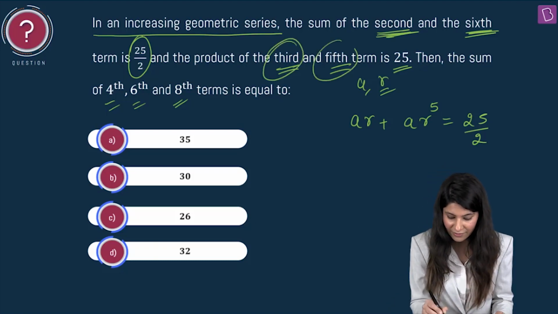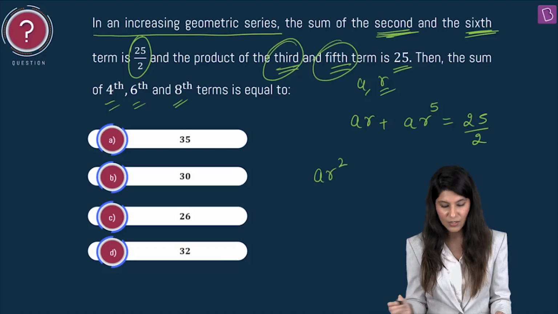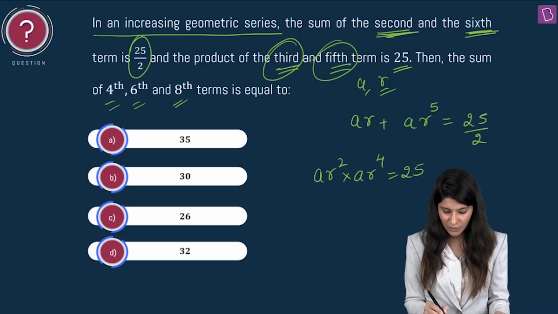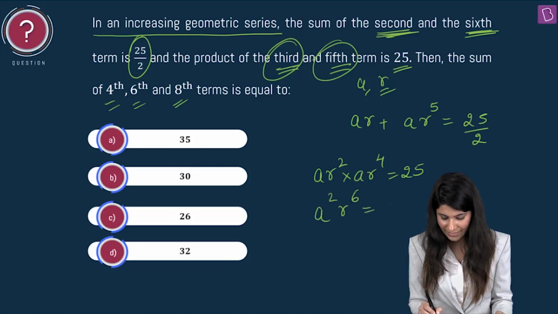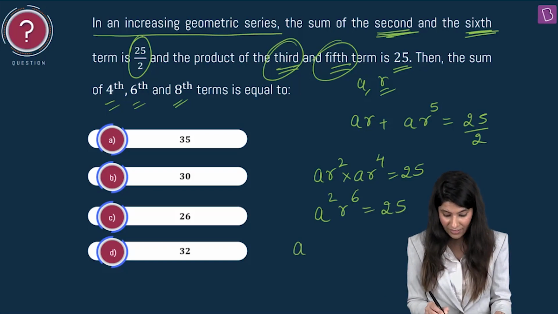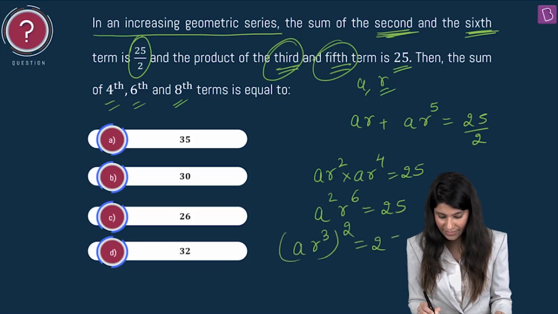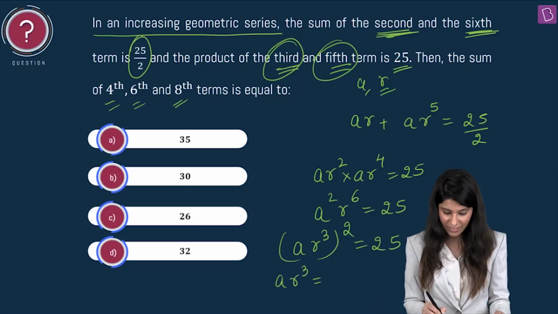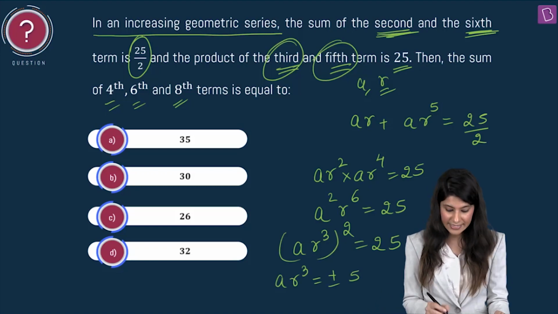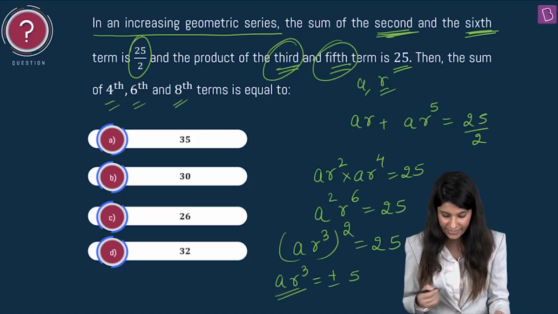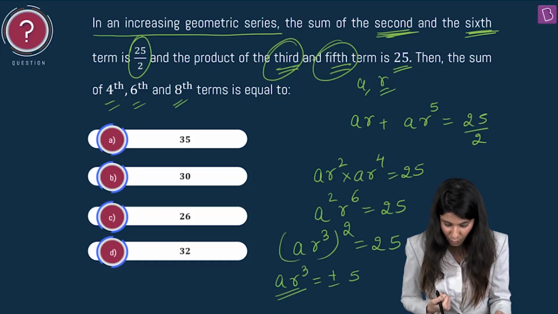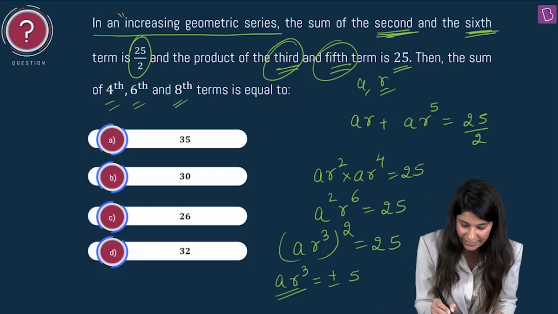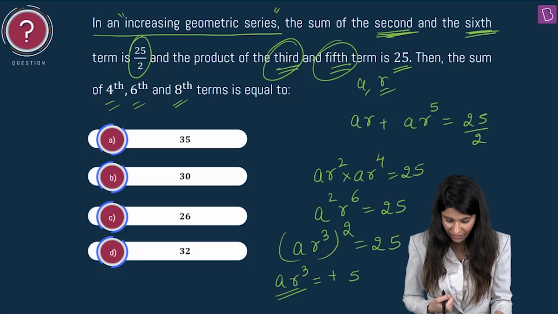So here we have the first given condition. Second and sixth: the second term is AR, the sixth term is AR raised to power 5, that equals 25 by 2. Here the first term is A, the common ratio is R, right? Next we have the product of the third and fifth term. What is the third term? AR squared. What is the fifth term? AR raised to power 4, that equals 25. So we have A squared R raised to power 6 equal to 25, or AR cube, the whole squared, is 25. Now you have two values of AR cube, either plus 5 or minus 5, right? I am not taking it as negative because both should be positive, and moreover R should be greater than 1 because this is an increasing geometric series. So we have AR cube equals 5.